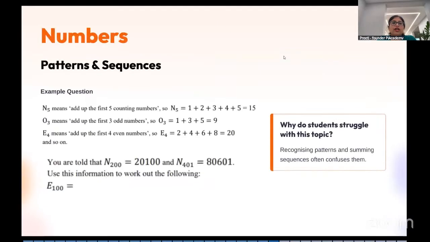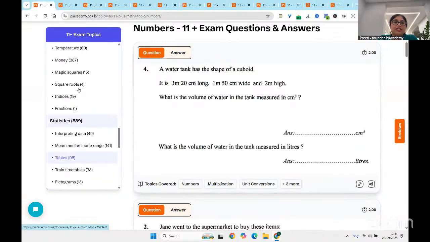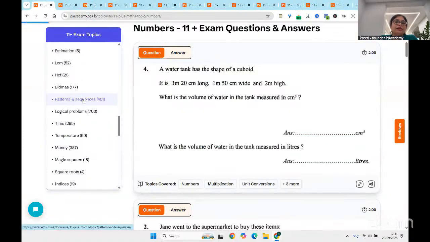So I hope we are all now aware of the number topic. This is one example of the number topic. Like Ishita has mentioned, you must enroll in our next webinar because we are going into much more detail on all the question types asked in the 11 plus exam. So this is just an example where patterns and sequences is one of the topics under numbers. Like I said, you can go on to our website and check the subtopics within numbers, and you can take a deeper look.